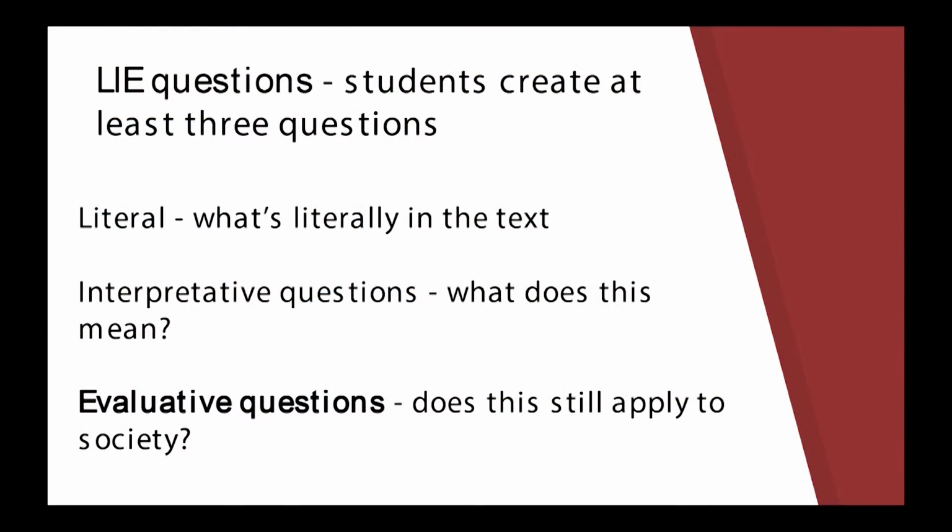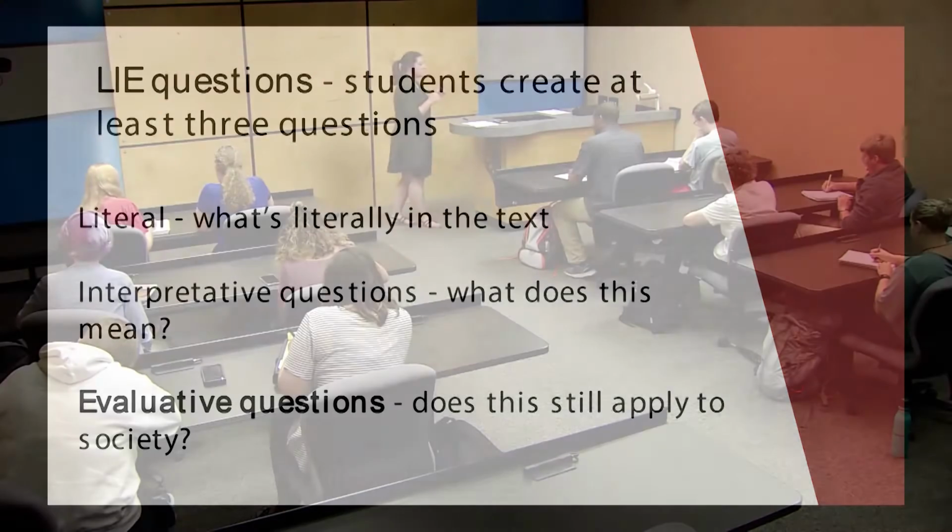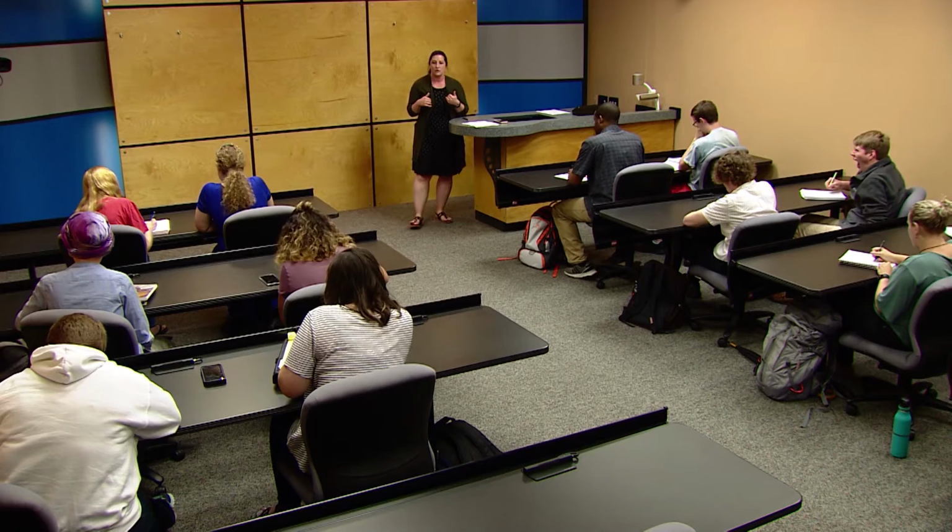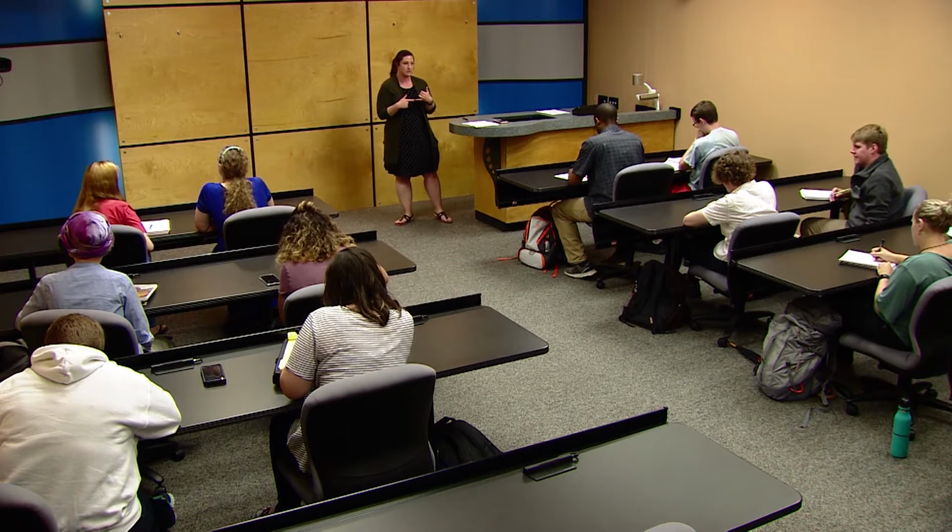So the lie questions first, there are 3. A literal question, so we ask them to ask a question about what's literally in the text. An interpretive question, to read between the lines of the text. And an evaluative question, does this text still apply to society? Most of our students, if left to their own devices, would just create literal questions.